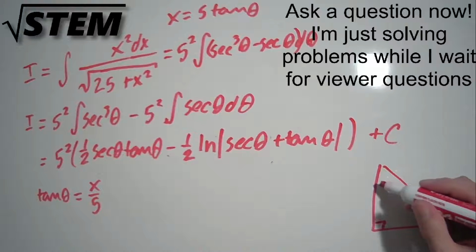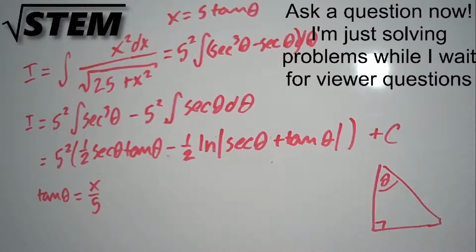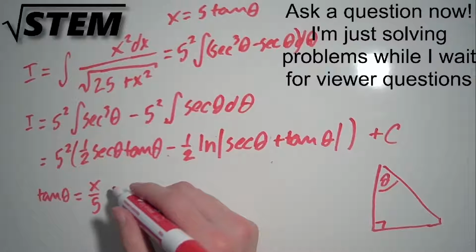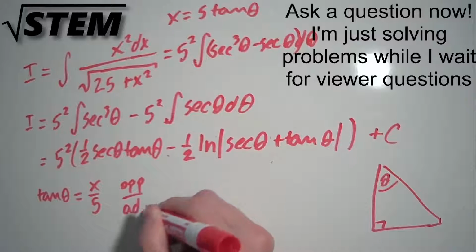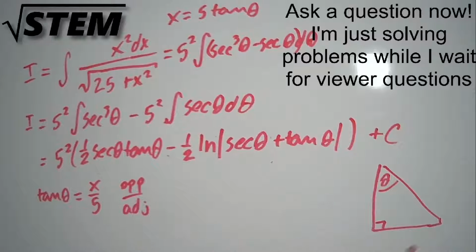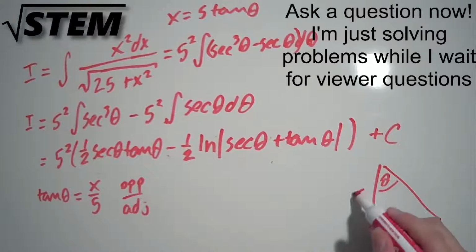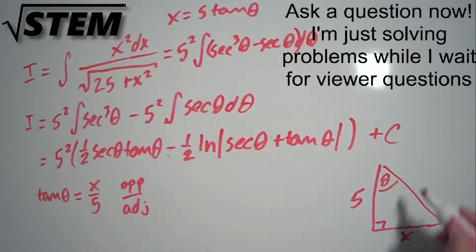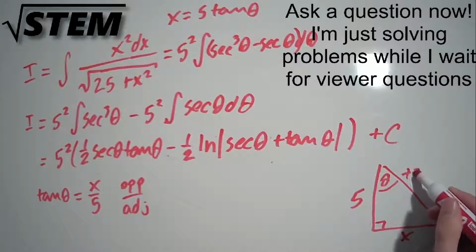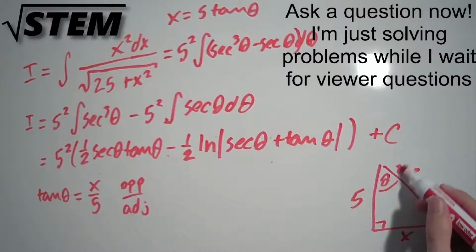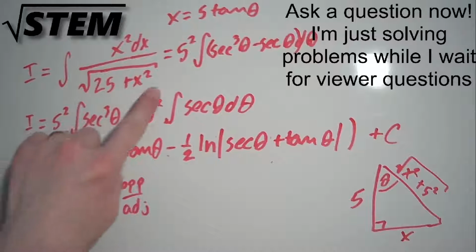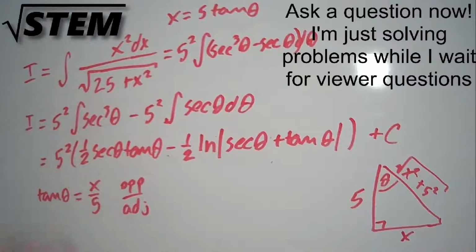So let's say theta is up here at the top. Tangent is opposite over adjacent. So that means x is on the opposite side of theta and 5 is on the adjacent side. Then the hypotenuse is the square root of x squared plus 5 squared, the exact same radical that we had in our original integral, and that is not by accident.